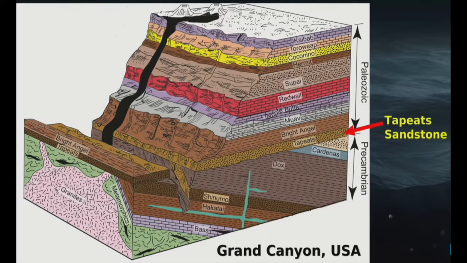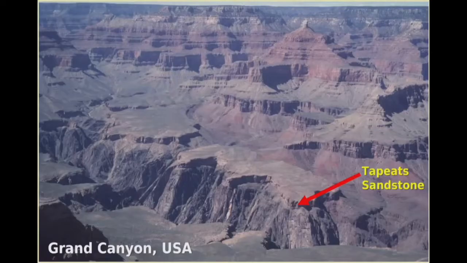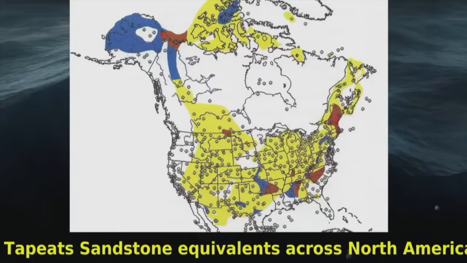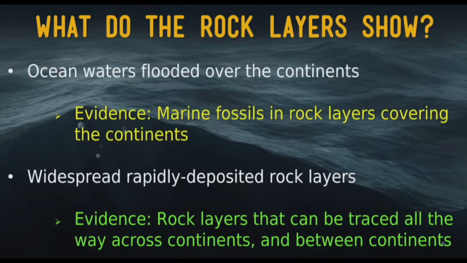We can see the flood layer when we look around the world. Here it is at the Grand Canyon. It is referred to as the Tapeats Sandstone. Here is a map where you can trace it across North America. So, what do the rock layers show? Ocean waters flooded over all the continents. Evidence for this is obvious in that there are marine fossils on the top of all mountains on Earth.